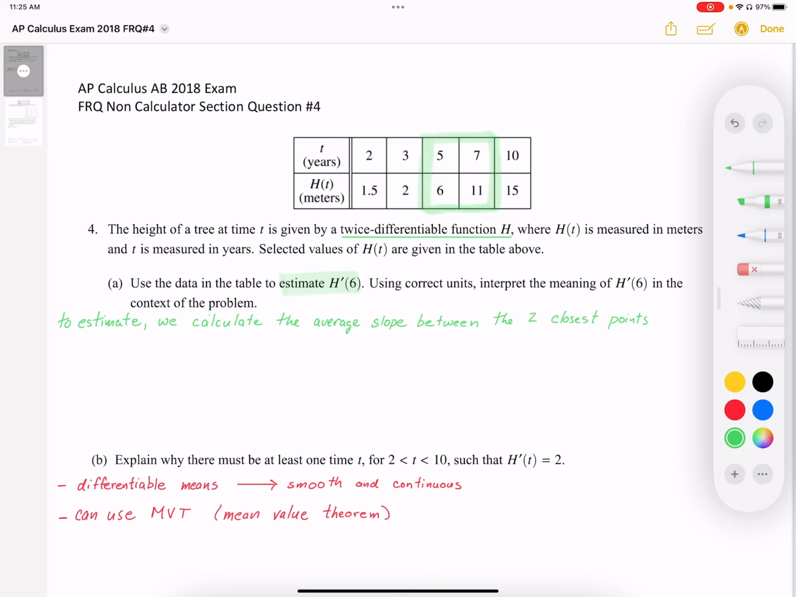Okay, now when we're estimating h prime at 6 on this table, we need to find where that 6 is. And 6 is right here. t equals 6 is between 5 years and 7 years. And it says, using correct units, interpret the meaning of h prime of 6 in the context of the problem.